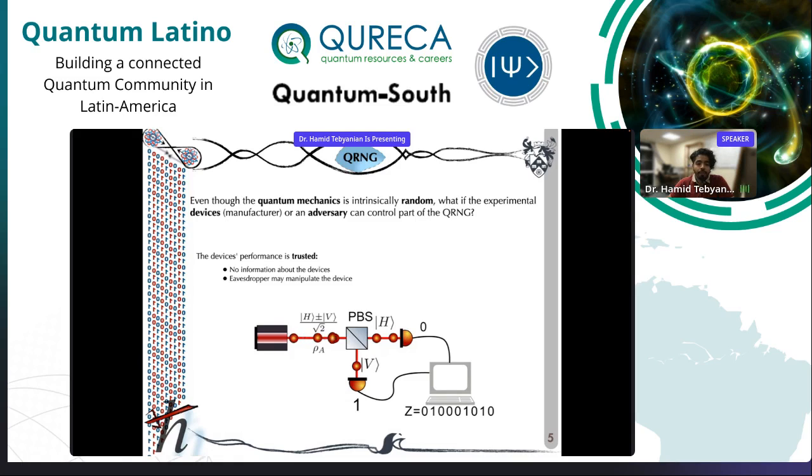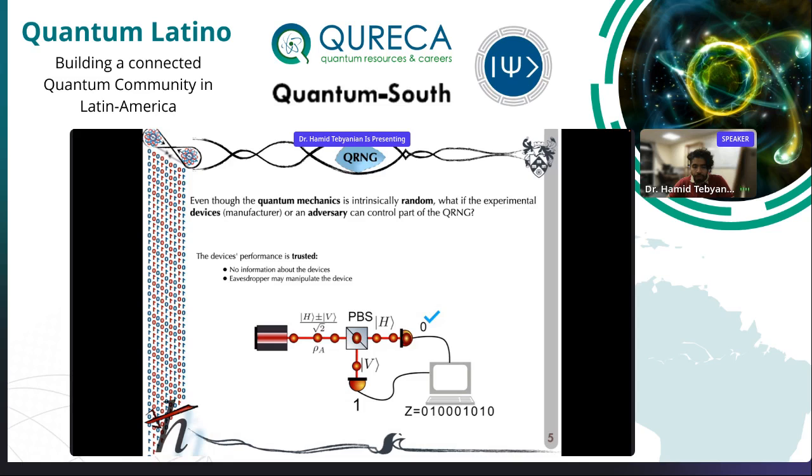And based on the click we get from the detector, either 0 or 1 can be assigned, and random numbers can be generated. Consider the case that the source is controlled by an eavesdropper, so she can prepare an entangled state, keep one half and send the other one to the polarizing beam splitter. The user does the process, and it seems to be random because it follows quantum mechanics, but the eavesdropper knows everything because she holds the other half of the entangled state. So it's not secure at all.